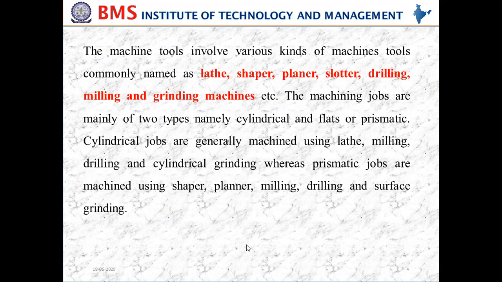The machine tools involve various kinds of machines. Different operations can be performed on these machine tools, and based on those operations we have different machine tools, which you call lathe, shaper, planer, slotter, drilling machine, milling machine, and grinding machines. All these are called machine tools, which are used for removing the excess material from metallic objects.